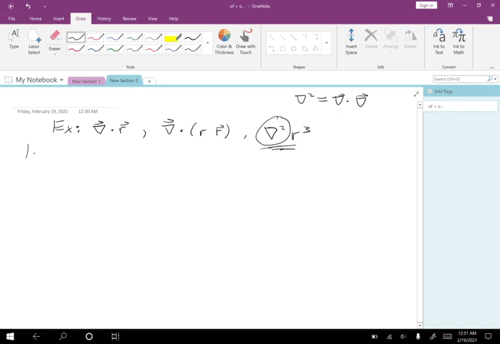So let's do it. The divergence of r is d/dx, and remember r is just x, y, z. So this is d/dx of x plus d/dy of y plus d/dz of z. So this is just 3. It turns out if you do this in any dimension, you'll get n for exactly the same reason. But let's use this for our second calculation.